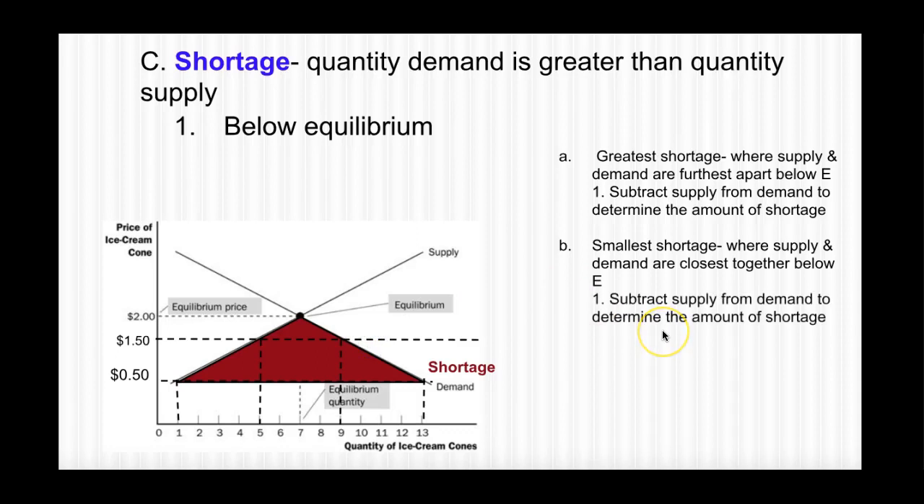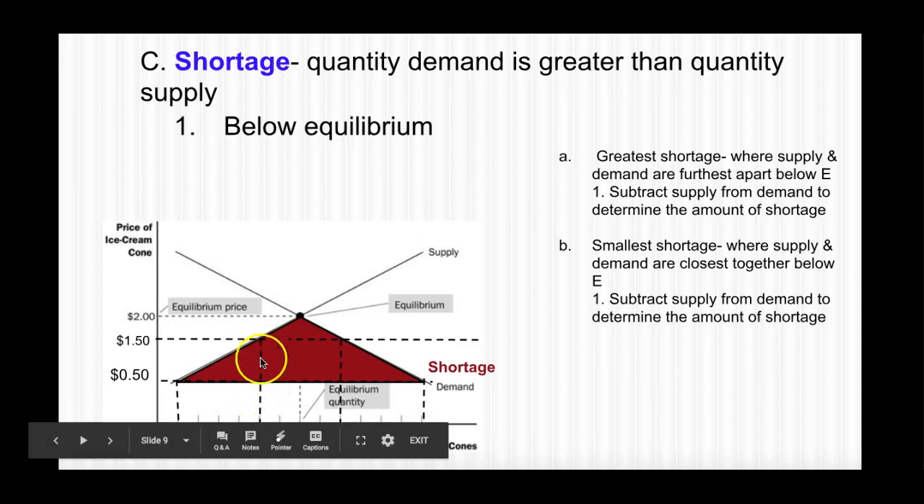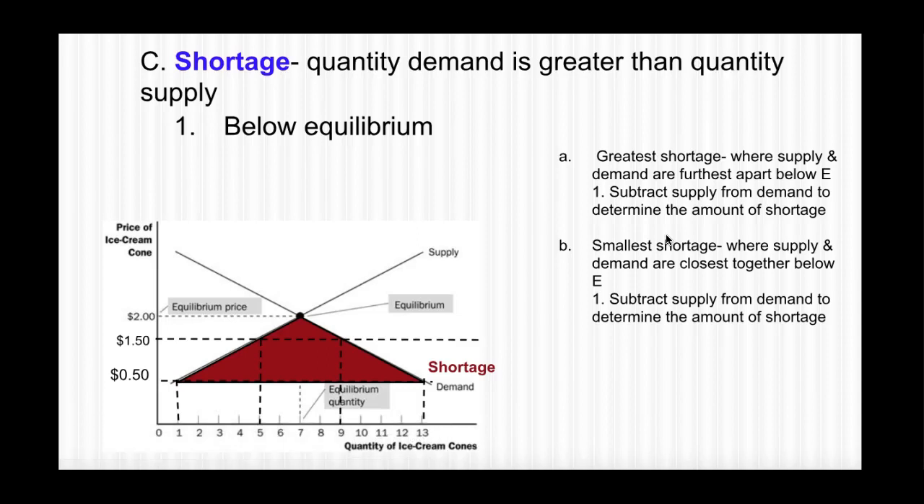And how much of a shortage there is, again, I'm going to subtract supply from demand to determine the amount of shortage. So at $1.50, I have 5 items that are offered for sale, and I have 9 people that want these items, so 9 minus 5 will give you 4. Okay, that's how you figure out the greatest and smallest shortage and how much of a shortage there is.